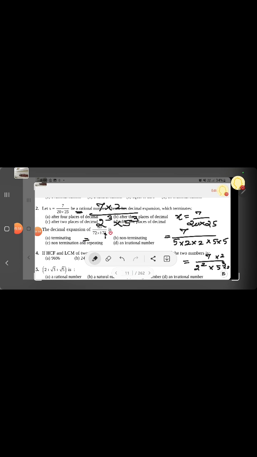So which is nothing but 14 by 10 cube. 10 cube is 1000. So when you divide 14 by 1000, you write it this way, 0.014. So this rational number will terminate after 3 decimal places, 0.014. So what is the option? B. After 3 places of decimal, it will terminate. So option B is the right choice.